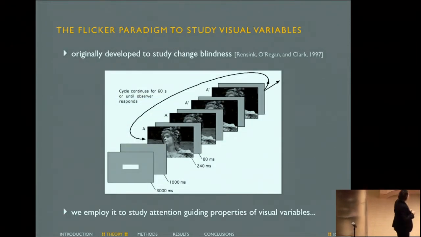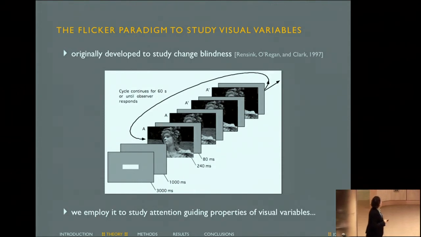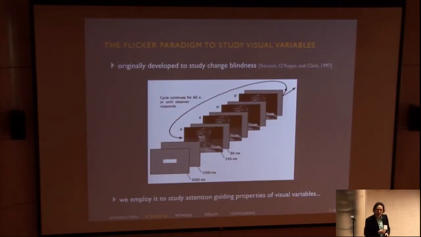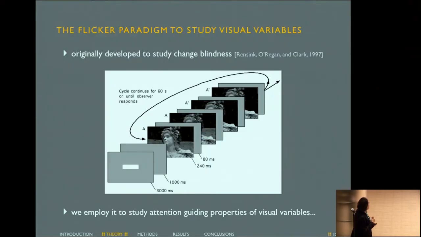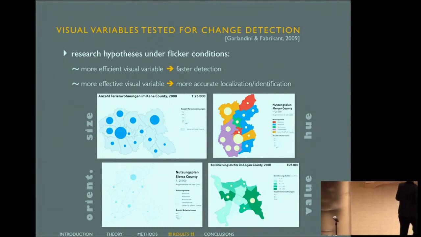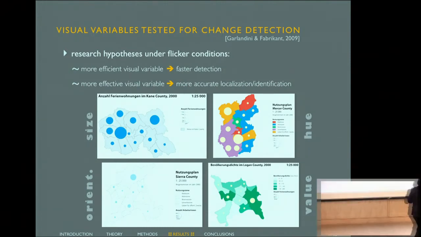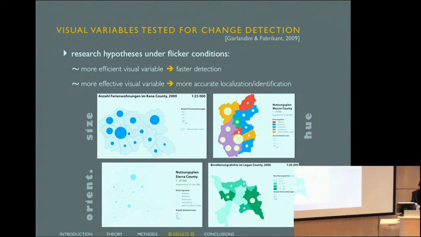So this is the phenomenon we saw earlier that Rensink and colleagues discovered, this change blindness effect, that you have two images, you intersperse them in a certain sequence with a gray visual buffer, an eraser, if you will, so that your short-term memory forgets the first scene. You have scene A and scene B, or scene A and scene A prime. And this is the particular phenomenon that we just saw earlier. And we use this to now test our visual variables. So here is an example of classic maps modifying size, orientation, hue, and value, these classic visual variables.